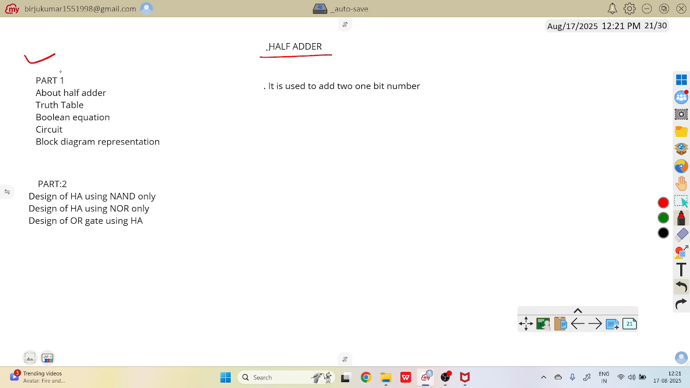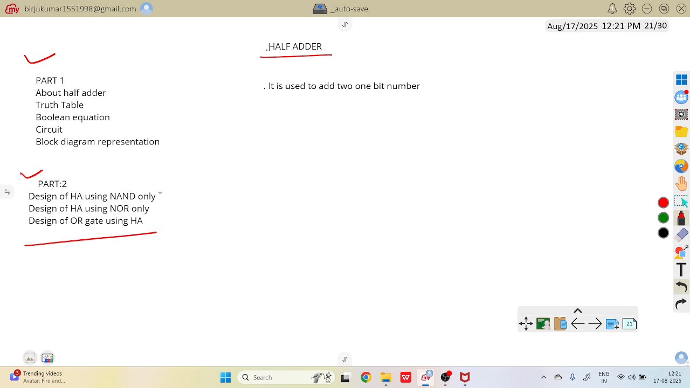In the first part, I will cover the half adder, truth table, Boolean equation, and the circuitry. The circuit is important for the half adder. And what is the block diagram representation? And in the second part, this is also important.